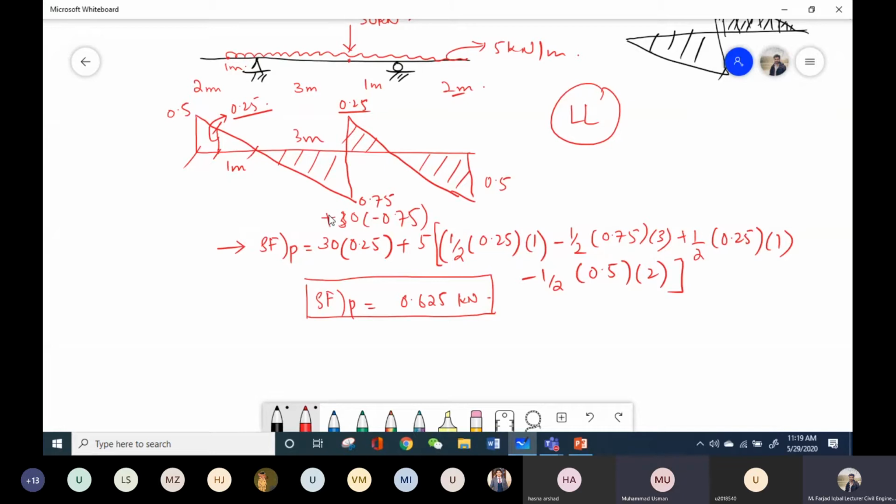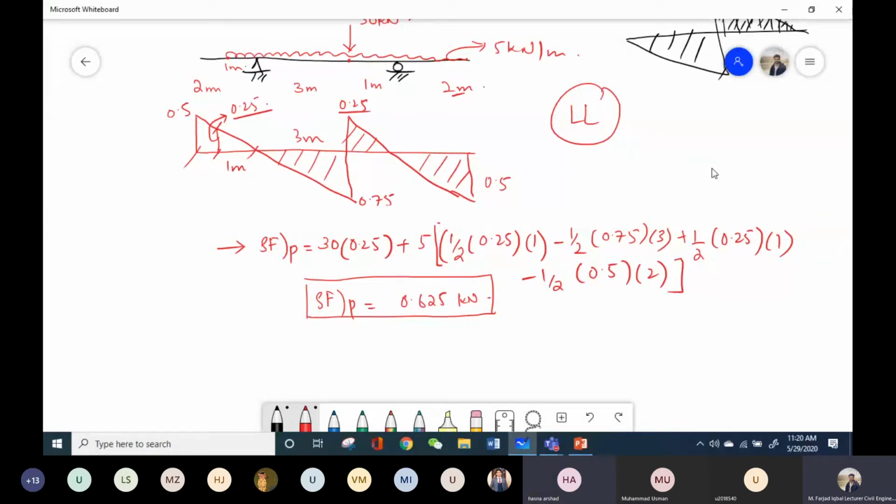Yes, sir. So this is why, sir, we did it for the 30 kilonewton. Can we add the UDL at the middle, or can we vary it separately? No, this is a separate load. It's not acting anywhere. It's just like a UDL and a point load.